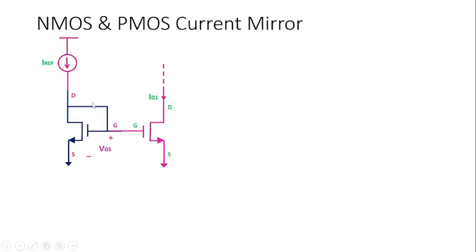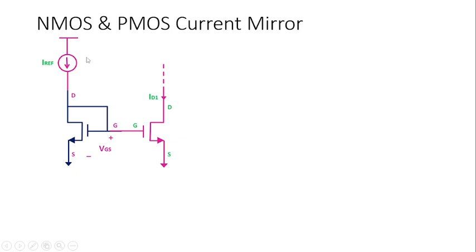We have two different types of current mirror: the NMOS current mirror and the PMOS current mirror. The first one is the NMOS current mirror. This is your NMOS device at the bottom. This is your reference current source, and this reference current will be replicated at the output of this transistor. This is diode connected, where the gate is shorted to the drain. So whatever current comes across at this spot will be replicated in this transistor.